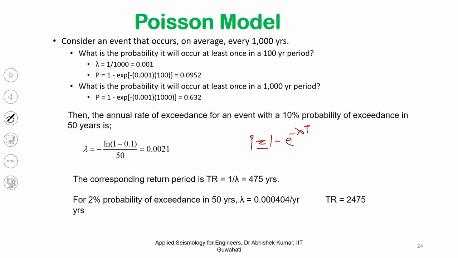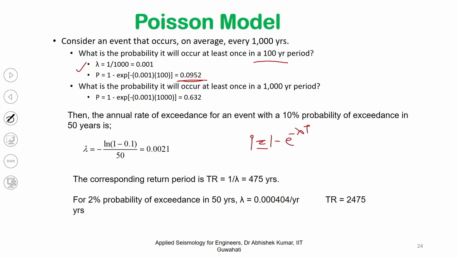Now, here just an example is given. Consider an event that occurs on average once in 1000 years. That means the average frequency of that particular event will be 1 over 1000, that is 0.001 times in every year. If I am interested in the probability of that event, this will be the lambda value. What is the probability that this event is going to happen at least once in 100 years? Now t is 100 years and lambda is 0.001, and based on this we can find out that an event which happens once in 1000 years has only 9.52% probability to happen in the next 100 years.